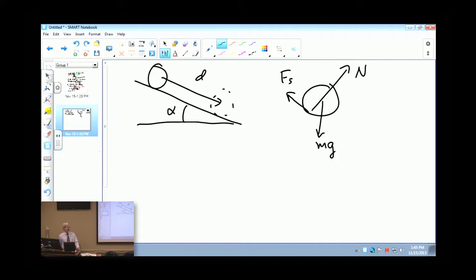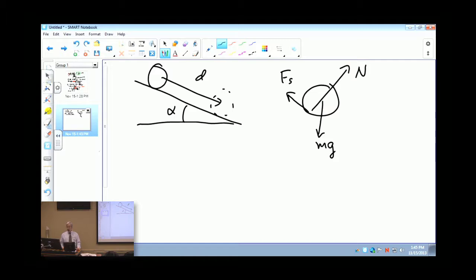In other words, we only have to be concerned with the work due to the conservative force, which is gravity. It's not using any of its energy to cause heat on the ramp. It's not slipping, it's not sliding, there's no heat dissipated, so there isn't any work done by static friction. Static friction typically does no work.